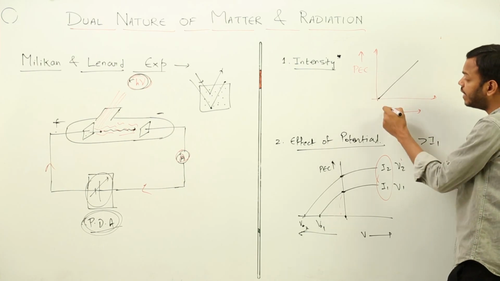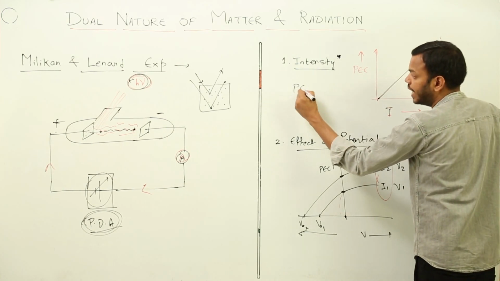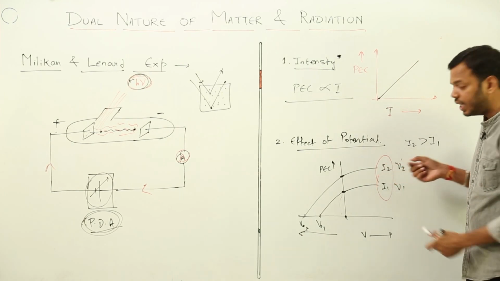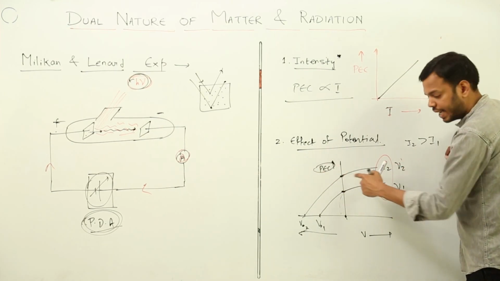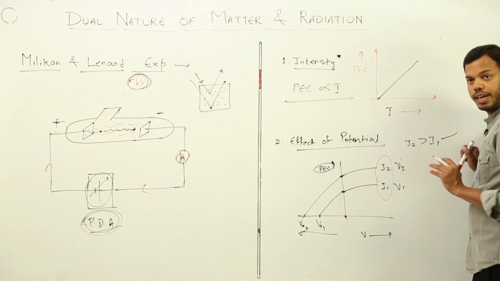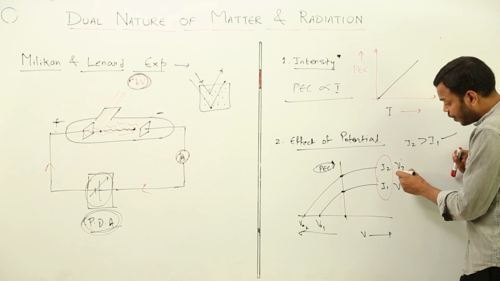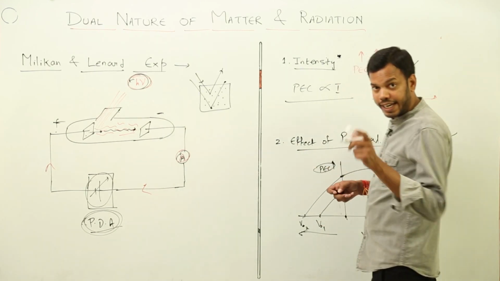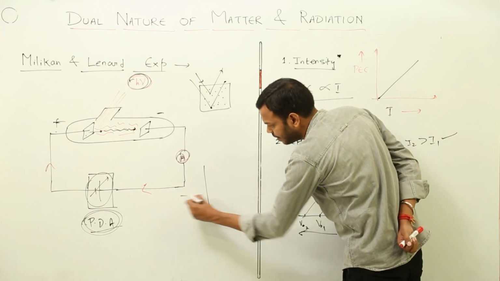And I have already seen that photoelectric current is directly proportional to intensity. That means higher the value of intensity, higher the value of photoelectric current. Hence the higher graph corresponds to higher intensity. So this fact is clear now. What about frequency 2 and frequency 1? I am coming to this point again with an indirect method.